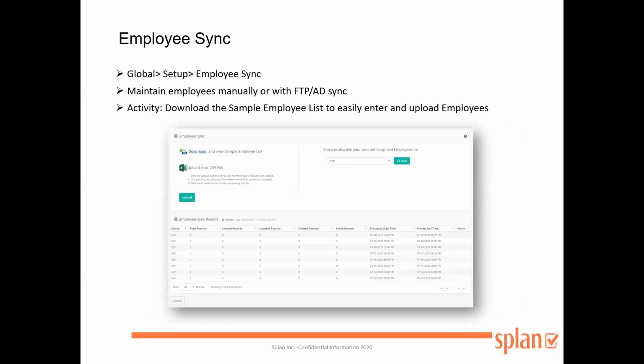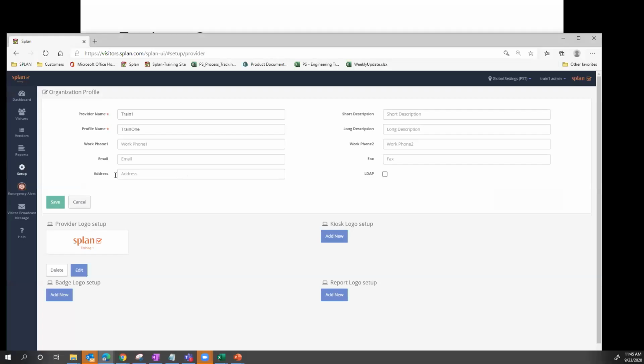So, employee sync. As we mentioned, we do have a couple of ways to do employee sync. We can take a flat file. We can have it via AD. As you see here, we have the upload file. Now, one thing I wanted to show is, where do we get the detail for the upload file?